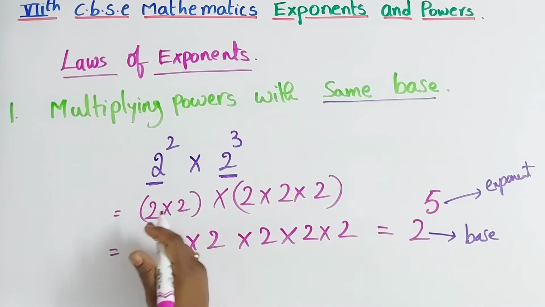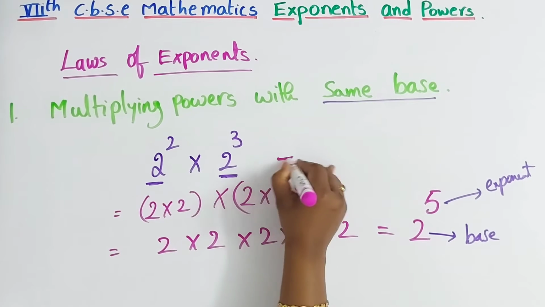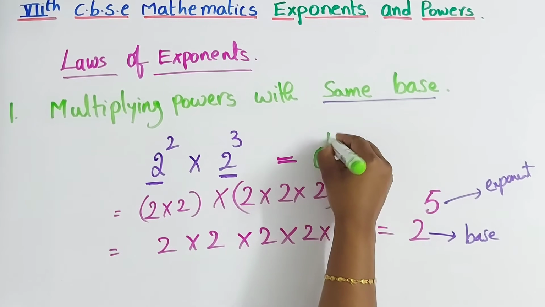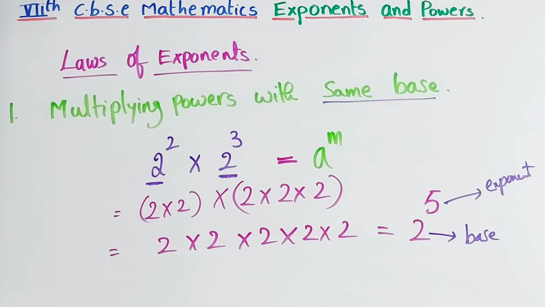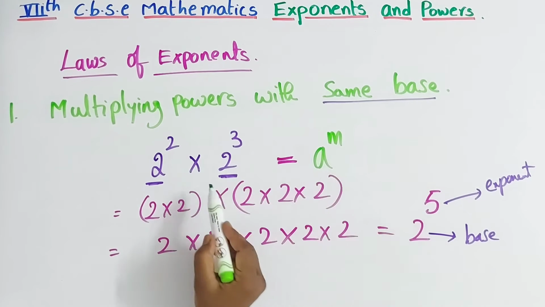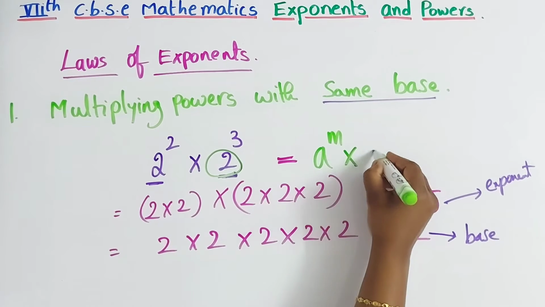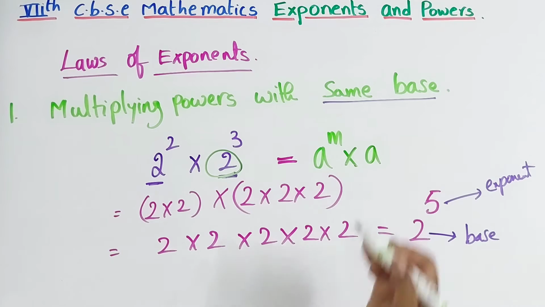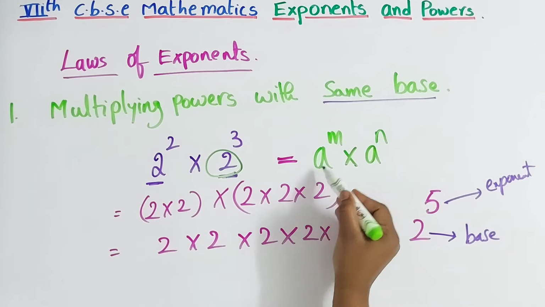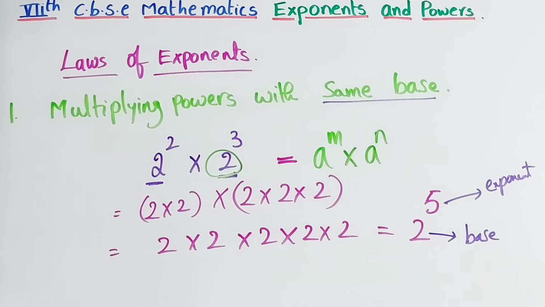Now we'll write the same thing in general representation, children. 2 raised to the power of 2: that means any number we can write in the form of a raised to the power of m. Right, children? Here we took a raised to the power of m. Here we have the same base, so a again we have to write, but the power is changed. So here I'll take n. a raised to the power of m into a raised to the power of n equal to, what happened here?